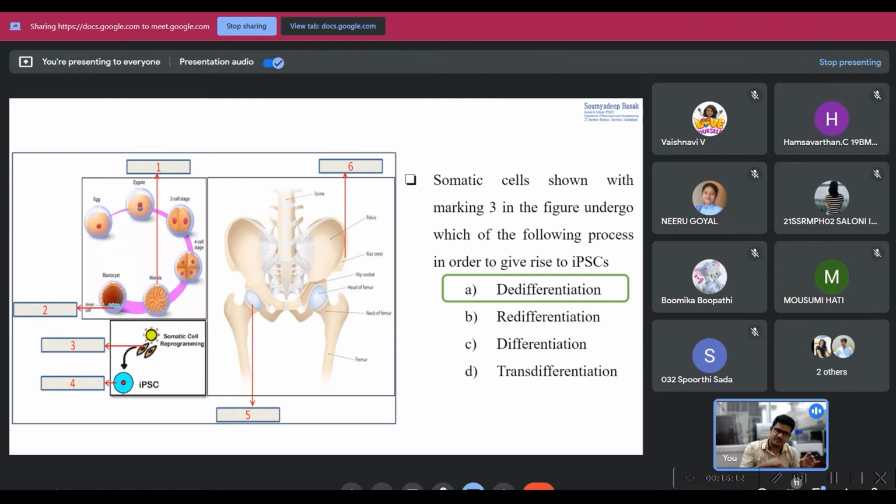But the reverse process, where a somatic cell, a differentiated cell, is induced by the introduction of several factors, the factors that you have learned, gives them again the property of differentiating into different cells. So they have de-differentiated. So the correct option would be de-differentiation, not differentiation or redifferentiation. Okay, it is clear, right?